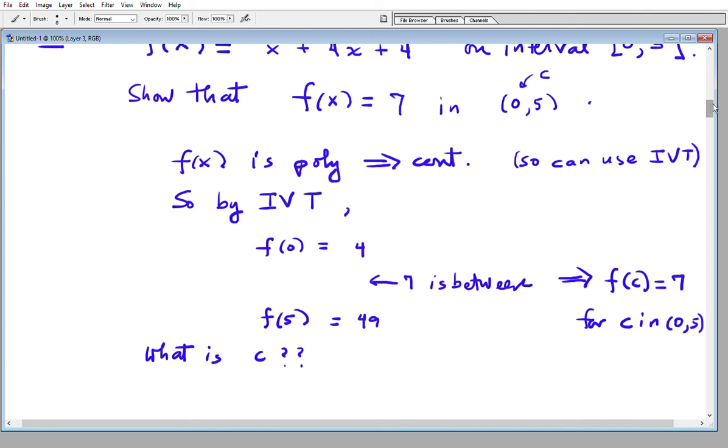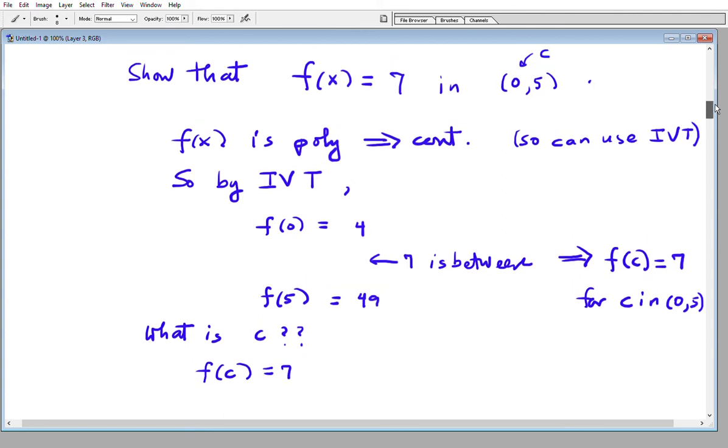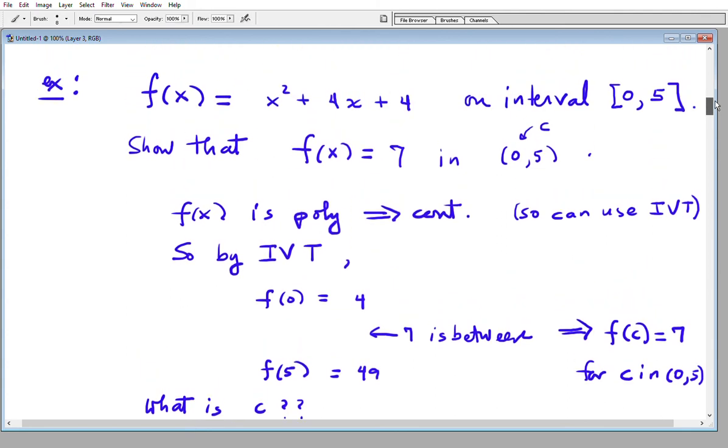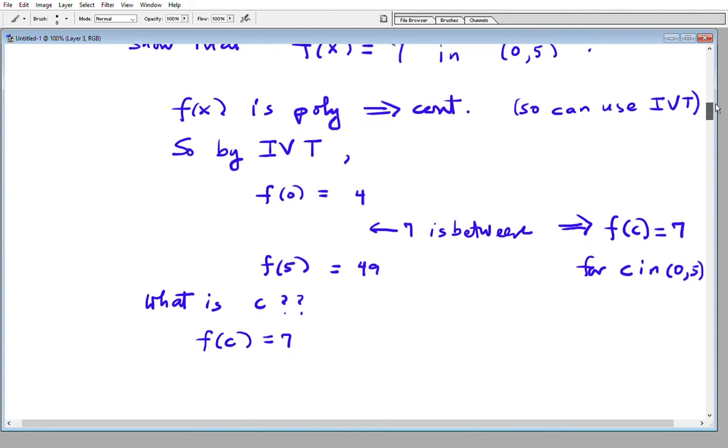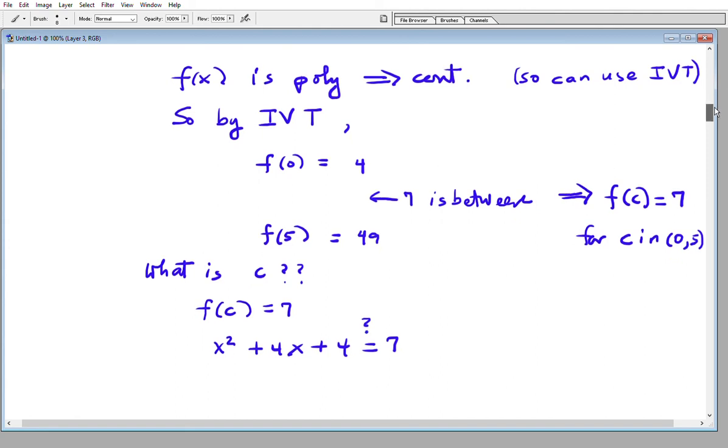Okay, what is c equal to? Well, let's try to find it. We want to know when f of c is equal to 7. So we just solve x squared plus 4x plus 4 for x, and we'll get c. When is that equal to 7? That's what we're asking. When does it hit 7?